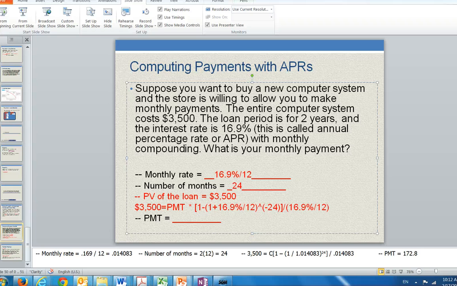And now you can solve for this payment by dividing both sides by this whole chunk here. Then you can solve out the payment to be $172.8. So you can double check whether you get the same answer as this one, and I believe that's the end of this session.